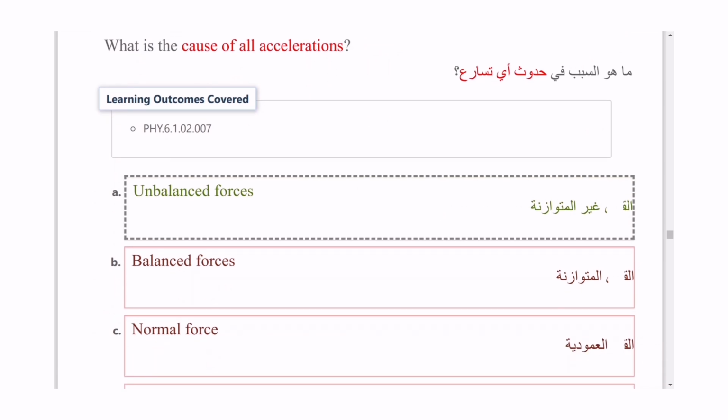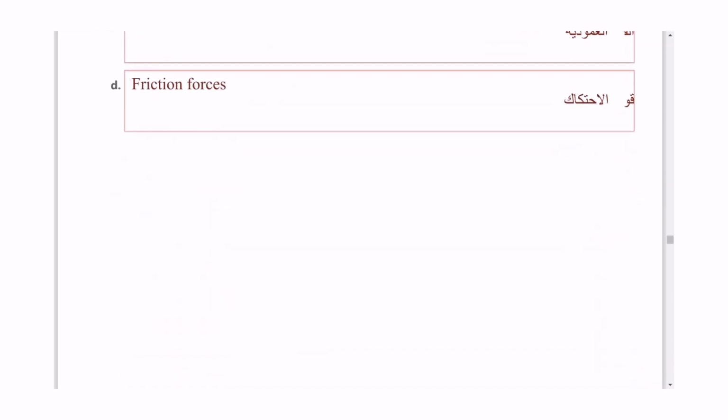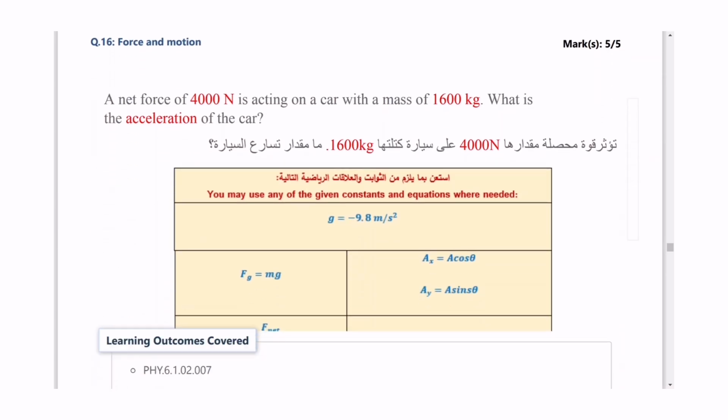What is the cause of all accelerations? The cause of acceleration is net force, resultant force, or unbalanced forces. These are the same thing, with different names. Net force, resultant force, unbalanced forces. Unbalanced force is the cause of all types of acceleration.